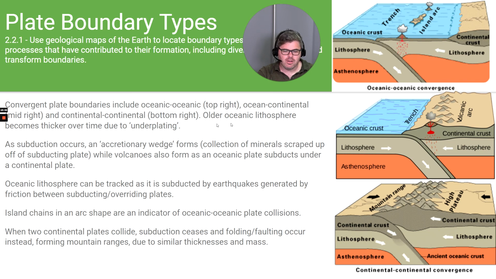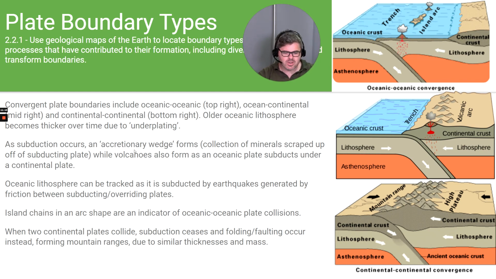Older oceanic lithosphere becomes thicker over time due to what we call underplating. So if an oceanic lithosphere plate has been there for hundreds of millions of years and hasn't been disturbed yet, then odds are you can have cooling material forming another plate underneath it, so it's adding to the thickness level.